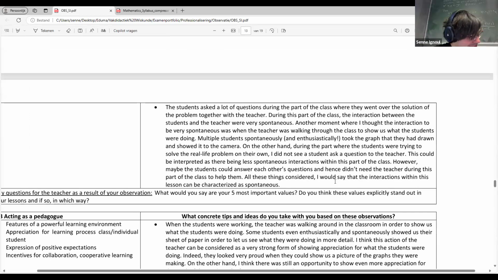I know it's very broad. By values, I mean just things that you find important in life, in general. And do you implement them in class? If it's too personal, you don't have to answer.